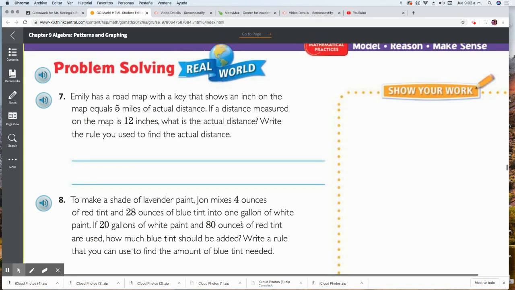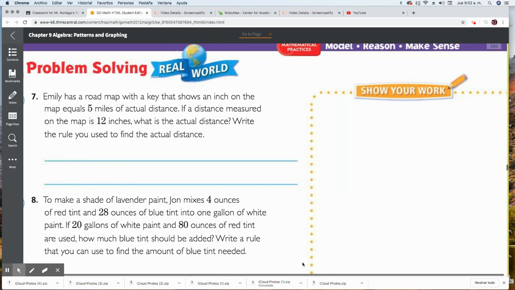Number 7, Emily has a road map with a key that shows an inch on the map equals 5 miles of actual distance. If a distance measured on the map is 12 inches, what is the actual distance? Write the rule you use to find the actual distance. To come up with this answer, the only thing that we need to do is create a table.